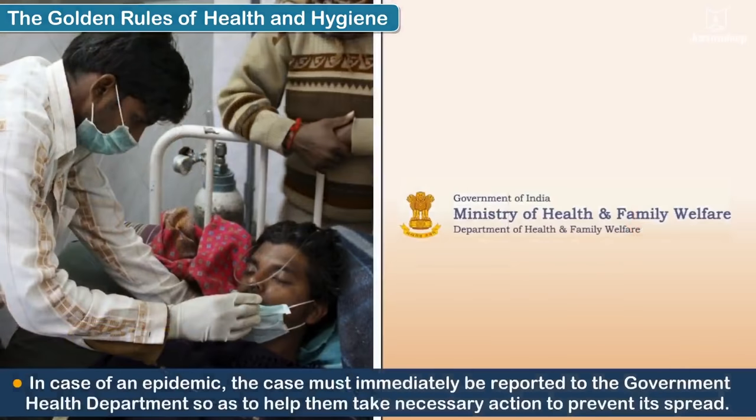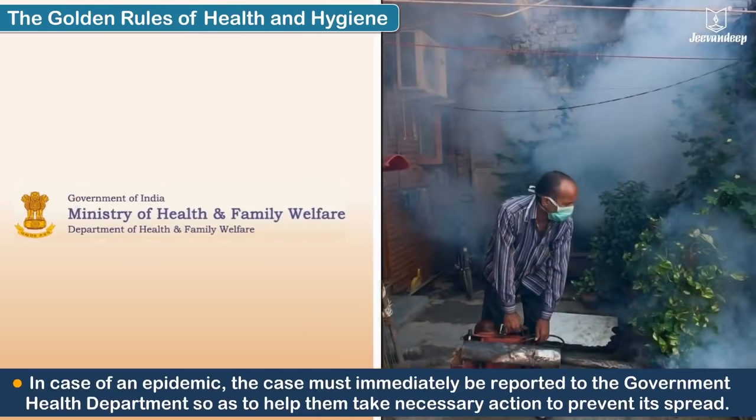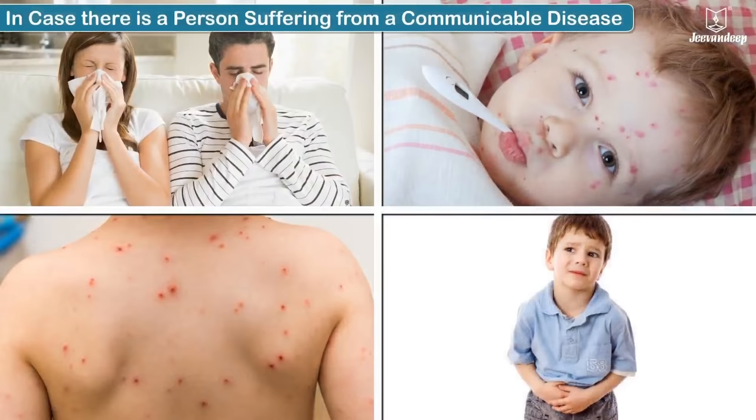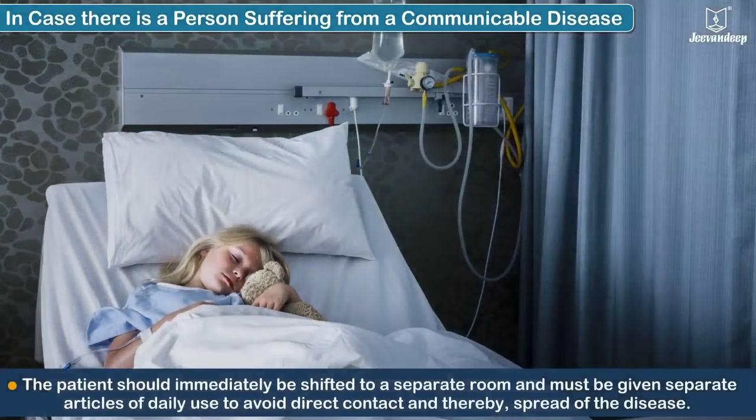In case of an epidemic, the case must immediately be reported to the government health department so as to help them take necessary action to prevent its spread. In case there is a person suffering from a communicable disease, the patient should immediately be shifted to a separate room and must be given separate articles of daily use to avoid direct contact and thereby spread of the disease.